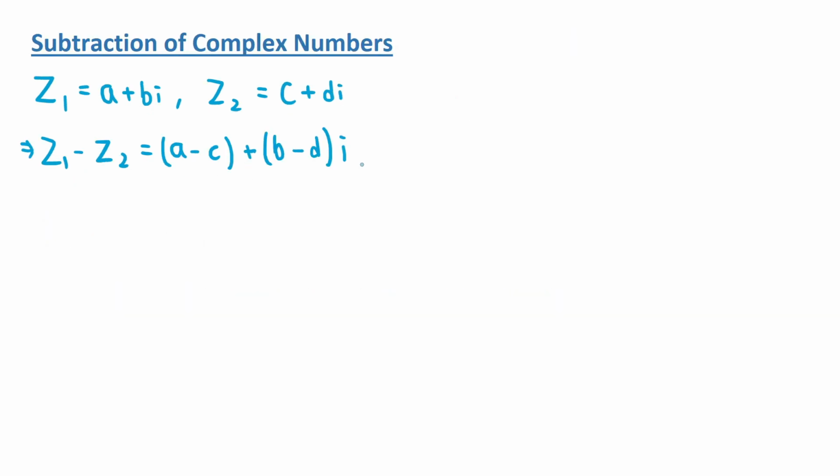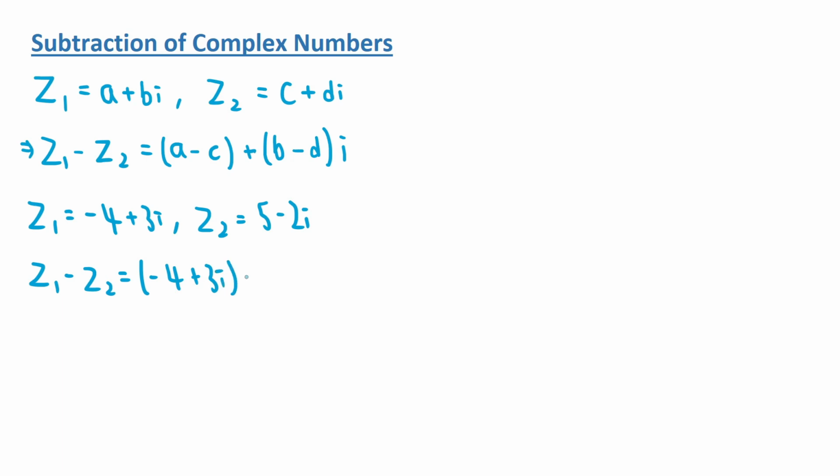Subtraction of complex numbers is pretty much the same, except you need to find the difference of the real and imaginary parts of the two complex numbers instead of the sum. The process still involves combining like terms, just like with the addition of complex numbers. So if we have something like z1 equals -4 plus 3i, and z2 equals 5 minus 2i, then z1 minus z2 is equal to -4 plus 3i minus (5 minus 2i).